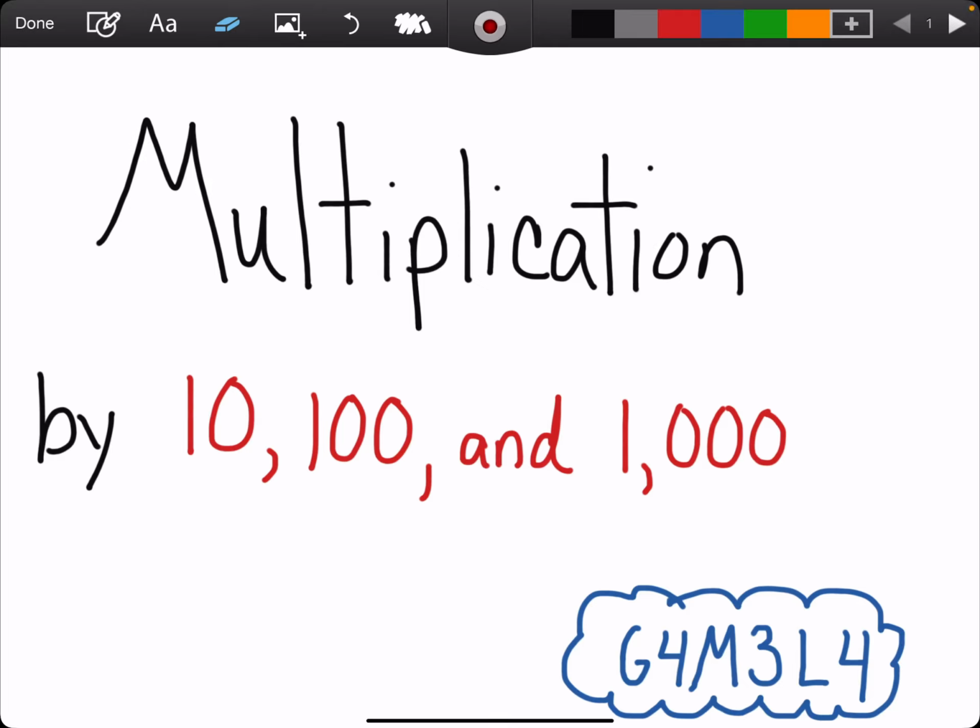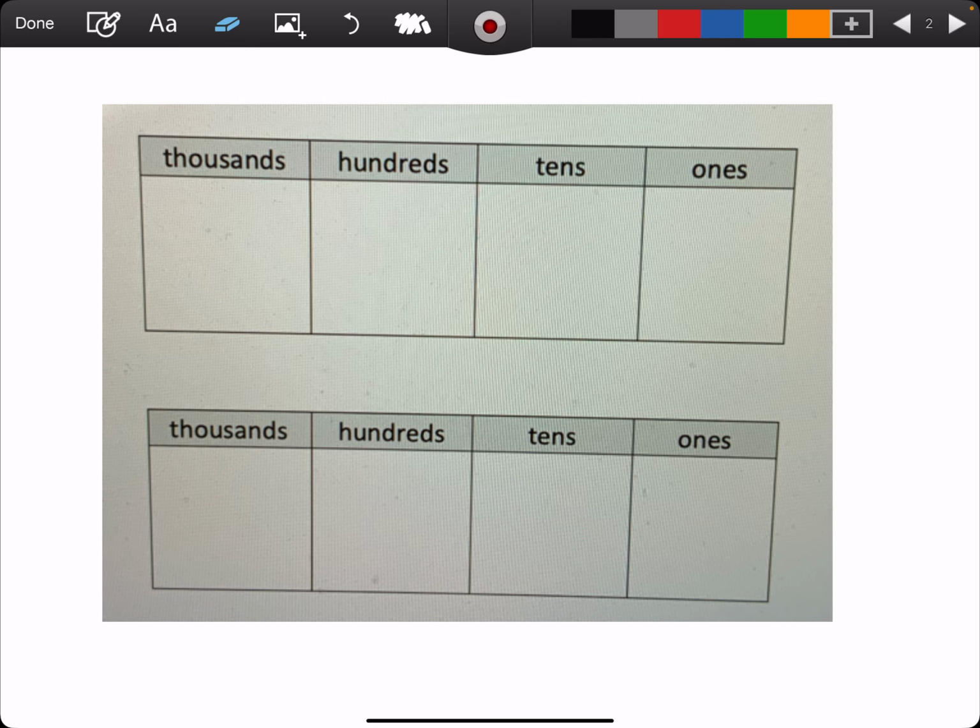Okay, so I'm going to make this video on today's lesson. Today's lesson was Module 3, Lesson 4, 4th grade. It's multiplication by 10, 100, and 1,000. So you'll see we're working with some patterns here and our place value grid.